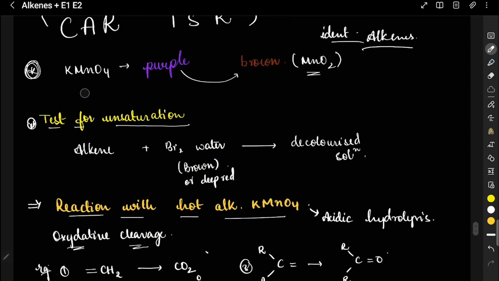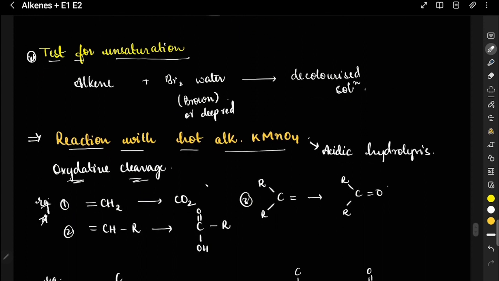Whenever you react KMnO4, the solution is first purple in color. As I said, MnO2, brown color, is formed. It helps in the identification of alkene. It is a test for unsaturation. Another test of unsaturation is with Br2 water, bromine water. Brown or deep red color will turn colorless by addition of alkene. These are the tests of unsaturation.